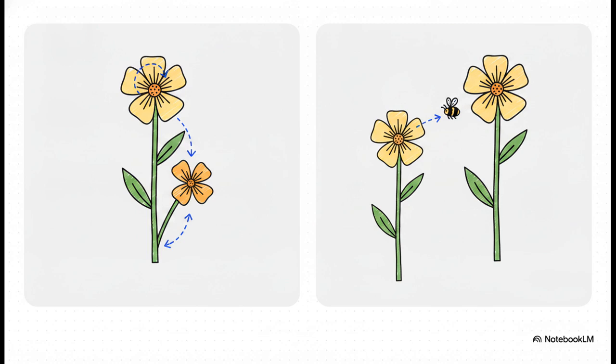This only happens in those complete bisexual flowers we talked about, and usually it doesn't even need an external agent. Cross-pollination, however, is when pollen transfers from one flower to a completely different plant of the same type. And this method absolutely relies on those external environmental or animal agents we just mentioned to make the jump.